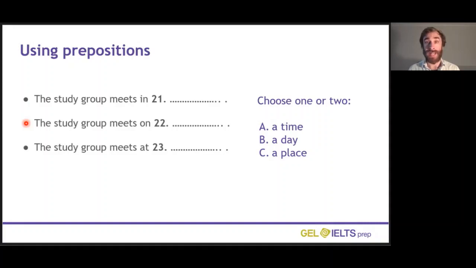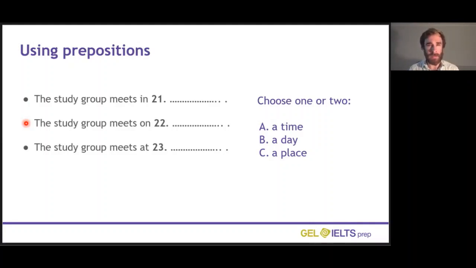22 is going to be a day. The study group meets on Saturday or meets on Monday. It's not going to be a place because although on is a preposition of place, you don't meet on the library or on the cinema. That would be very strange.